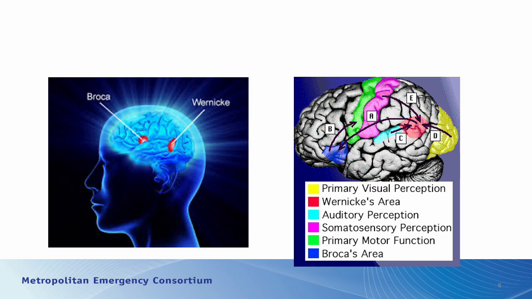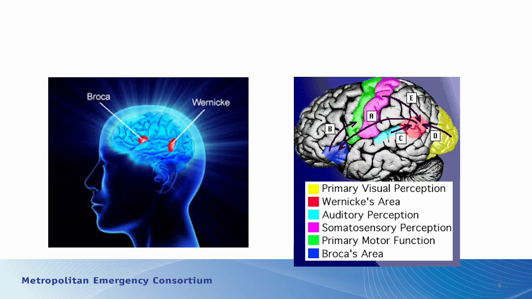So depending on which one of these areas is affected by the stroke, patient may have trouble expressing themselves. So Broca area is affected but they understand what you're asking them. So if you ask them to move their arm, they'll do it. If you ask them what day it is, they have trouble communicating to you, and vice versa.